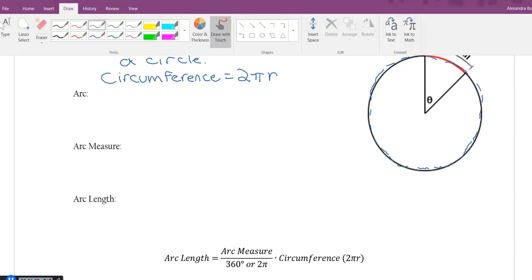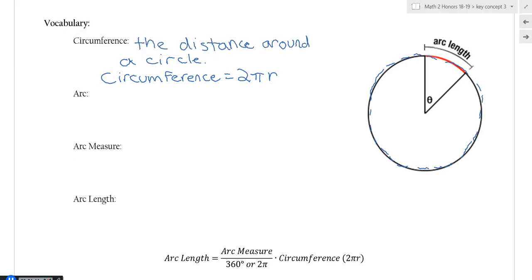An arc we have not really talked about yet. An arc is a portion of the circumference. So right here they have this arc. So a portion of the circumference. And so any piece of the circumference really there.